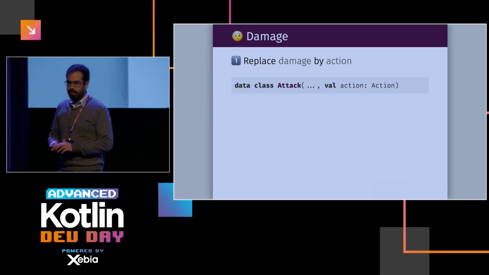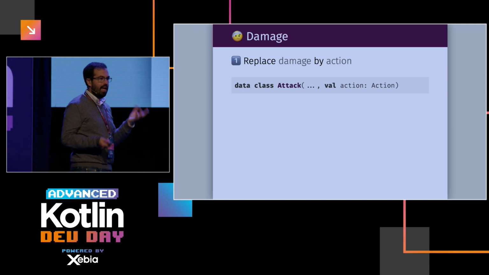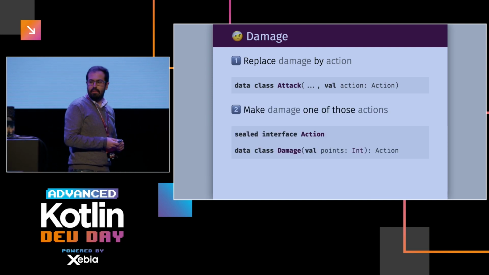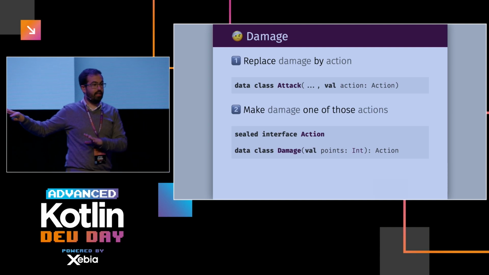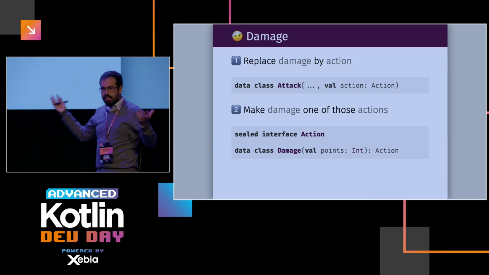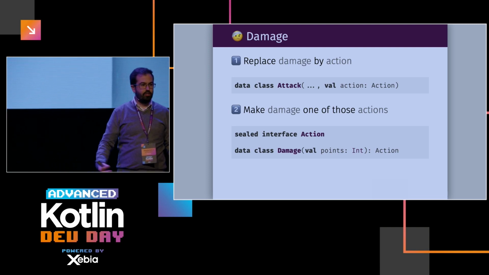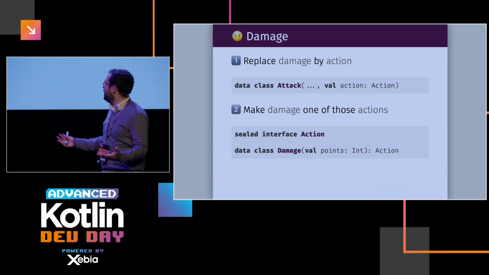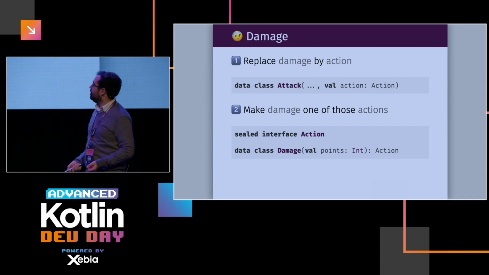So what we are going to do is first replace this damage we had with an action that is going to be a different type. And I will make damage one of those actions. So I will bring this pattern I was introducing before, where I have my sealed interface, which is Action, and that will represent all the primitive actions we can do in the game, like flipping a coin, do damage, draw a card, things like this. And damage is just going to be one of the actions.